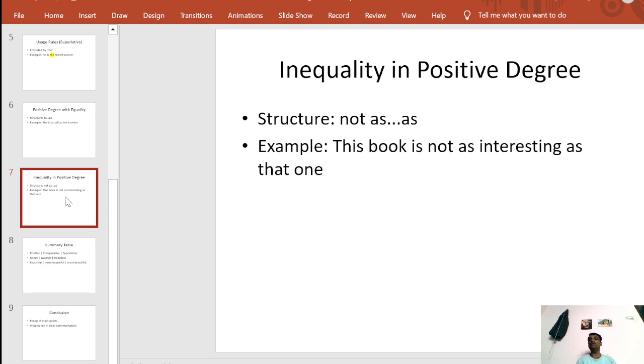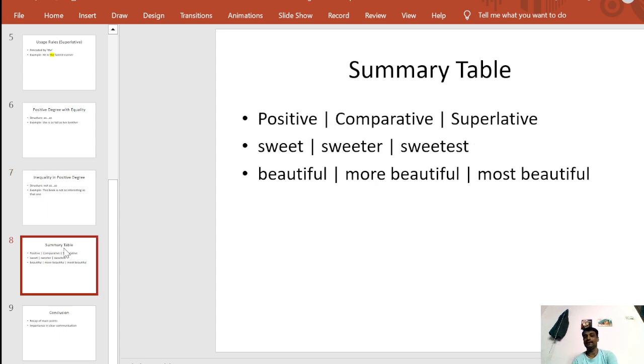Now even inequality is addressed in positive degree, like not as plus adjective plus as. The book is not as interesting as that one. So this can also be used in a negative sense.